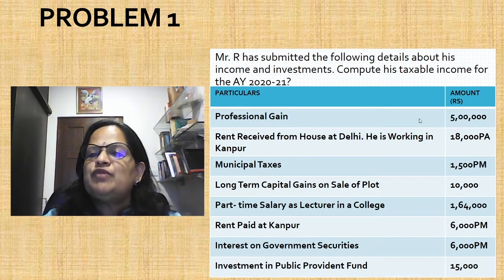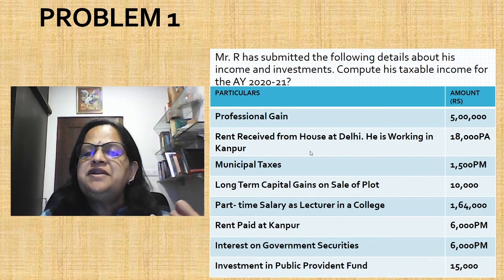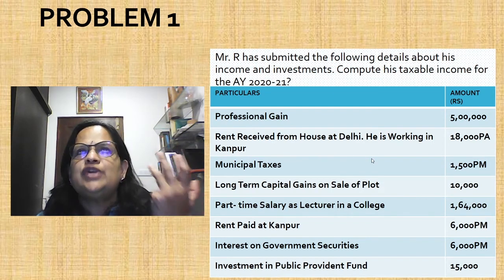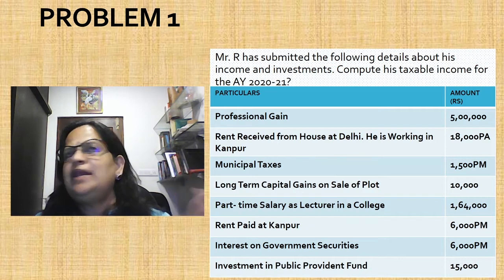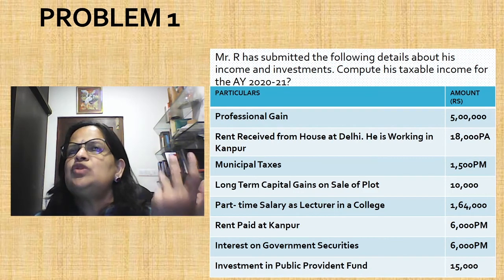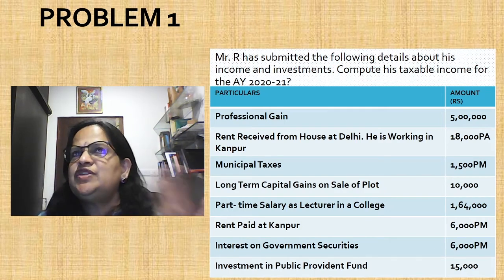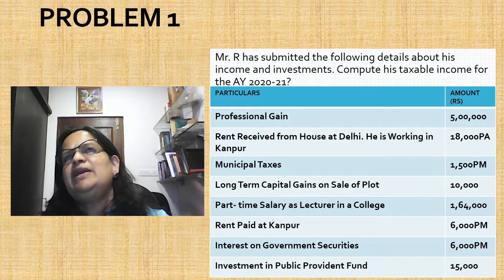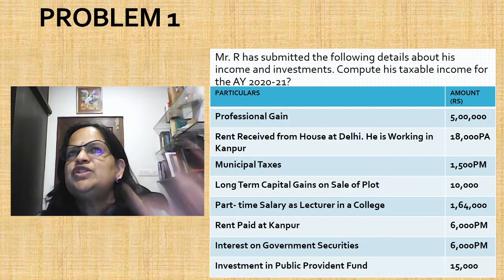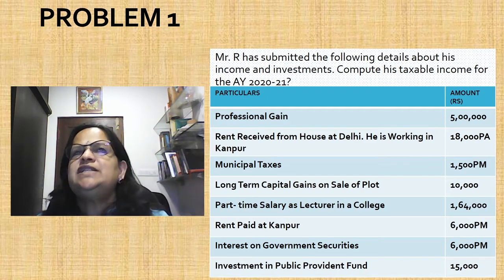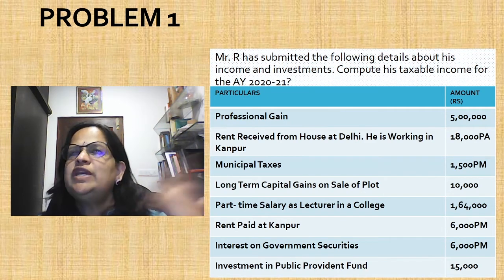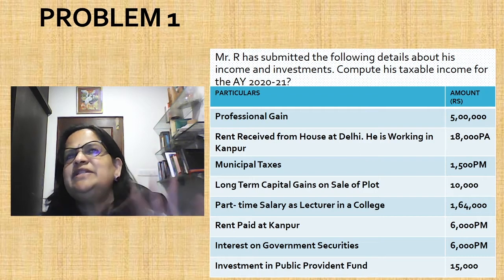First one is professional gain, 5 lakhs. So we have to calculate the gross total income. Rent received from a house in Delhi, he is working in Kanpur. If he wants to claim the 80GG deduction, you have to remember that he, his spouse or minor child should not have a house anywhere in India registered in their name, and they don't have a self-occupied house property. He is living with the family for the purpose of employment, business or profession in a different city other than his hometown. So he is paying rent. That eligibility we are calculating.